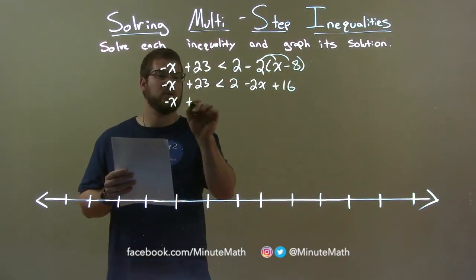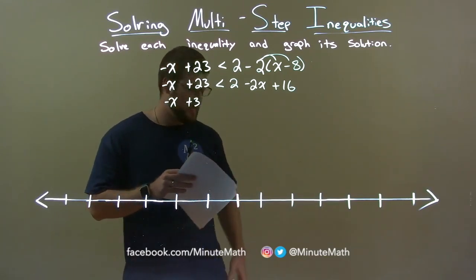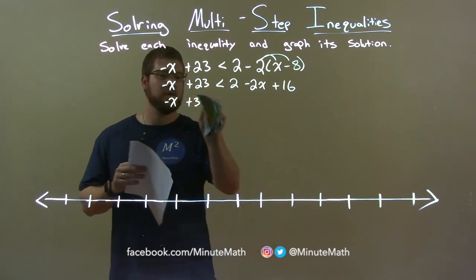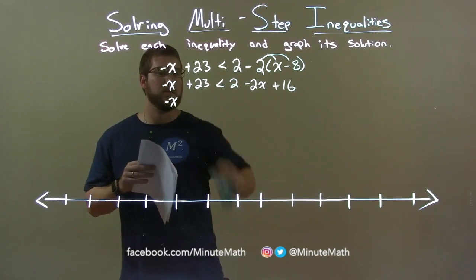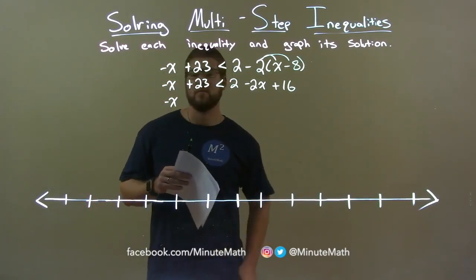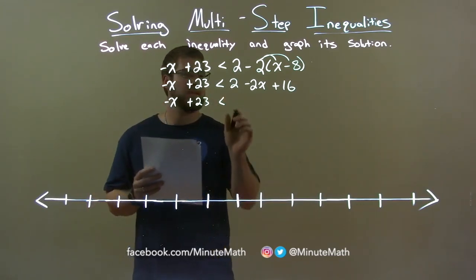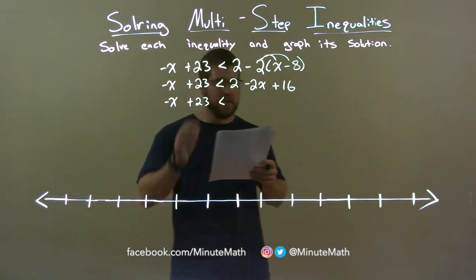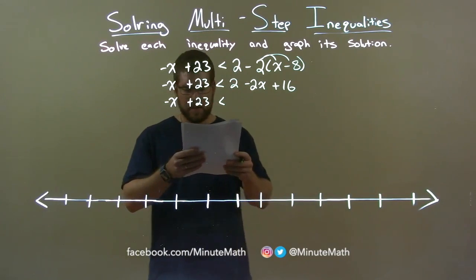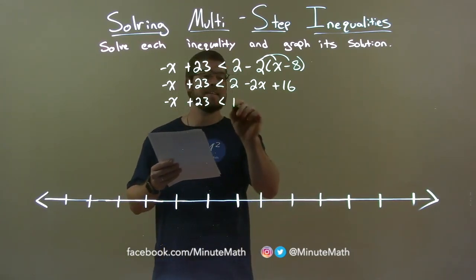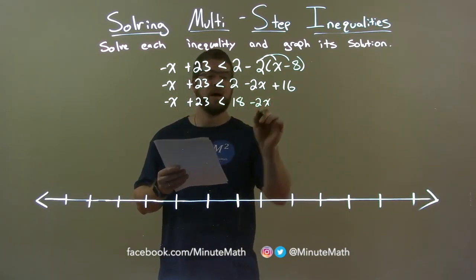Negative x plus 23 is already in its simplest form. It's less than, and 2 and 16 combined together, okay? 2 and 16 combined together would be 18, and minus 2x.